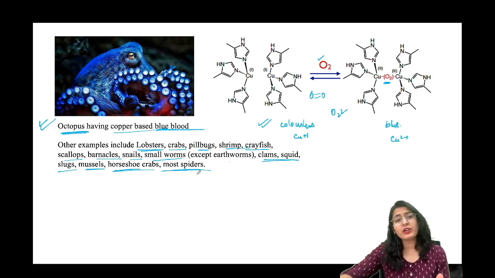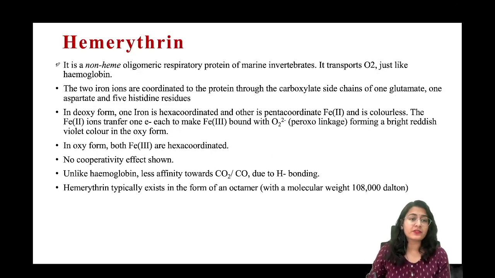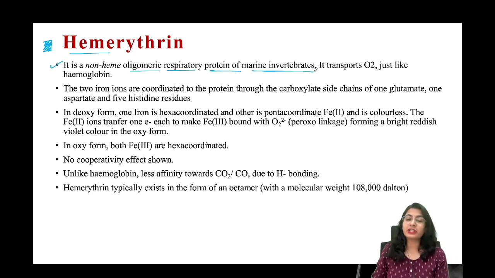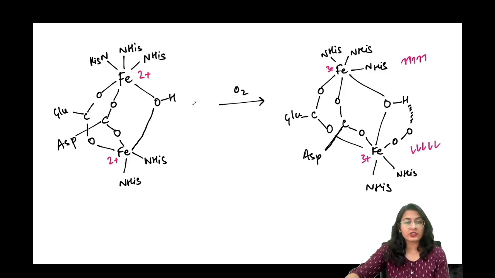Okay. Now we are going to move onwards and we talk about hemerythrin as well. So again, this is a metalloprotein, but again, hemerythrin sounds like it has heme, but there is no heme. This is a non-heme oligomeric respiratory protein of marine invertebrates, specifically marine invertebrates. All right, it transports oxygen just like hemoglobin does. All right, the two ions are coordinated to the protein through carboxylate side chain of 1 glutamate, 1 aspartate, and 5 histidine residues. This is telling you about the structure.